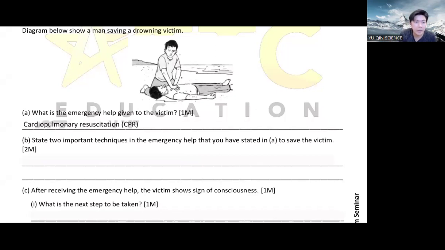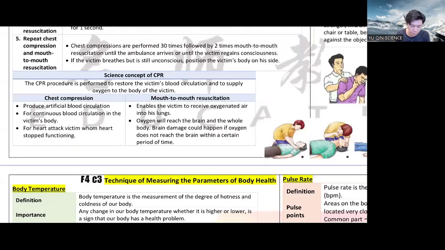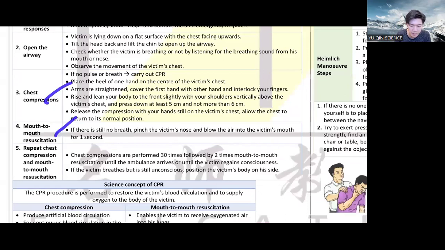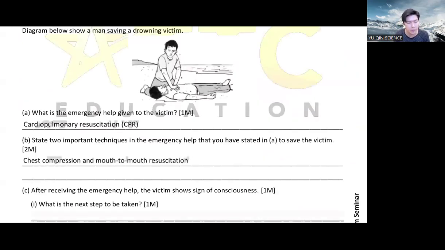Okay, all good. Right, next one. Two important techniques in emergency help. The two steps that are important, which are called what? The chest compression and then mouth to mouth. So your spelling is here anyway. Chest compression, mouth to mouth. Not this sentence, straight away. Chest compression and mouth to mouth.